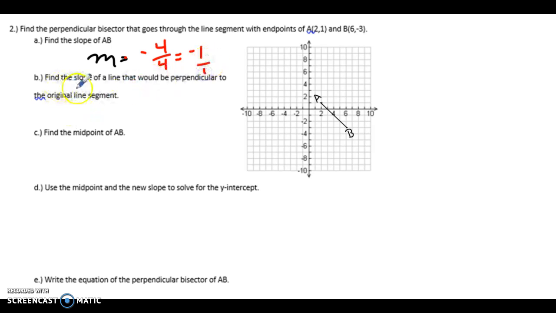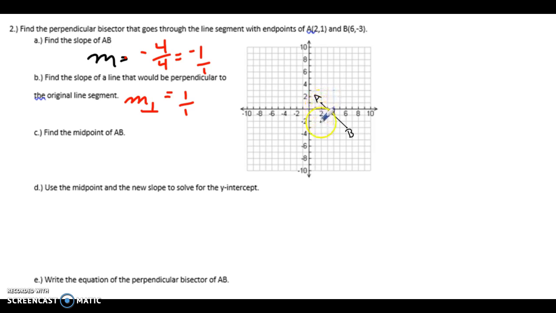And then the second part says find the slope of a line that would be perpendicular to that. Well, we know that a slope perpendicular to that would have to be the negative reciprocal. So if I do the negative reciprocal of negative 1 over 1, it's just positive 1 over 1. And then my next job is to find the midpoint of AB.